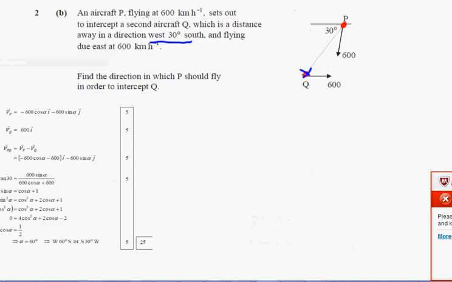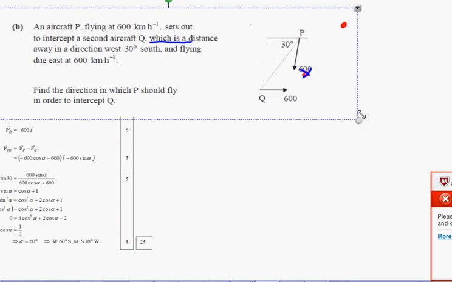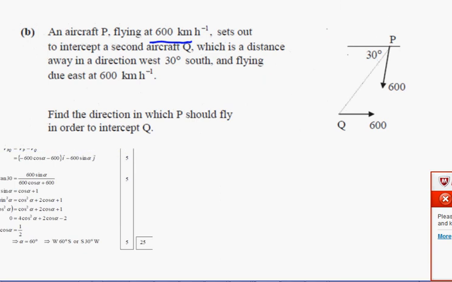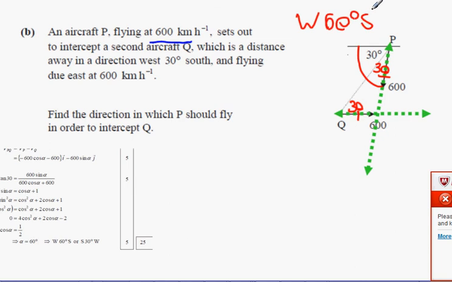Another way of thinking of it would be to get the diagram here, and you're going to make the diagram quite big. What you can actually do is just extend this line for P all the way down through Q. Upon completing this, what you realise is that this here is 30 degrees because of an alternate angle. What you then realise is that this is an isosceles triangle, which makes this one 30. And then when you add these two angles together, you're going to get an angle of west 60 degrees south.